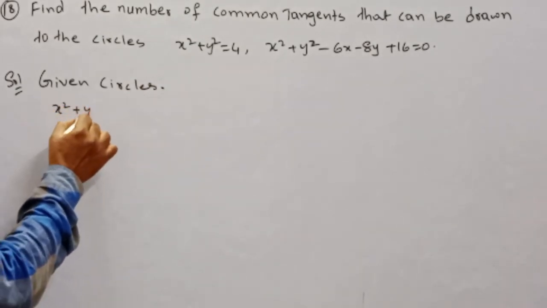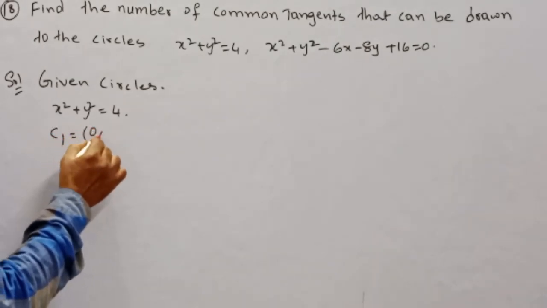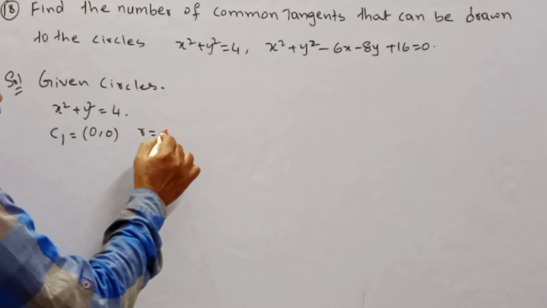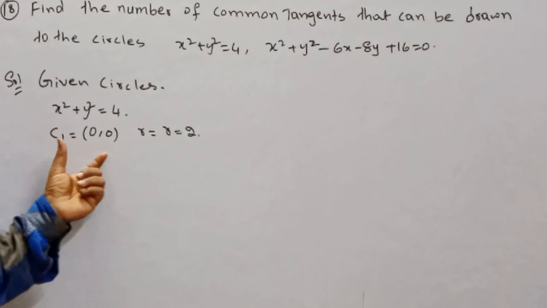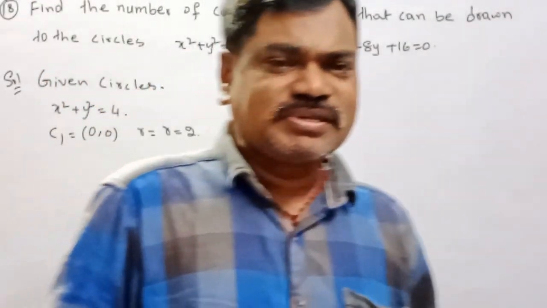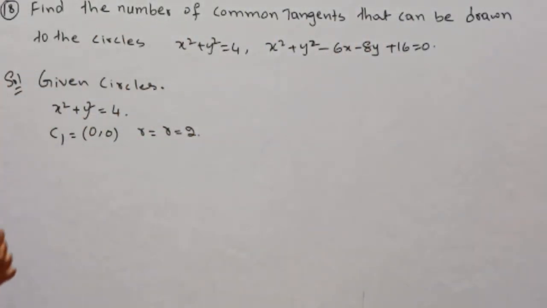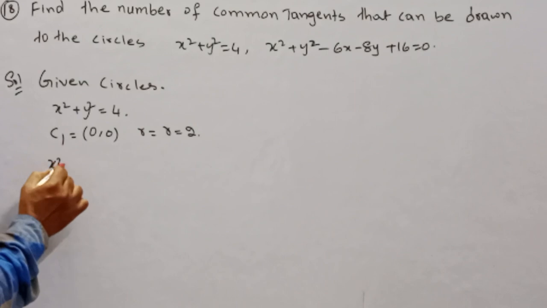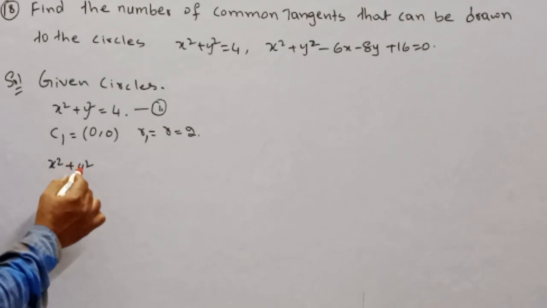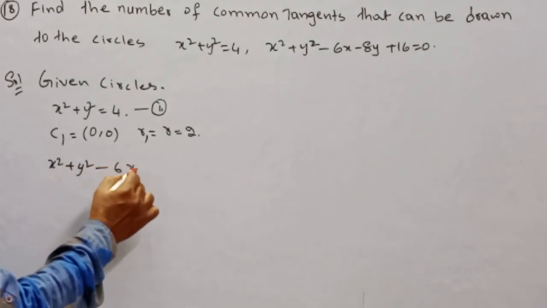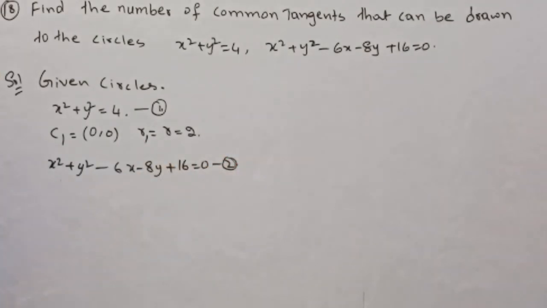Let us see the given circles. The first circle is x square plus y square is equal to 4. Center of the circle C1 is equal to 0 comma 0 and radius of the circle R1 is equal to 2. This is the first circle equation. And the second circle is x square plus y square minus 6x minus 8y plus 16 equal to 0.